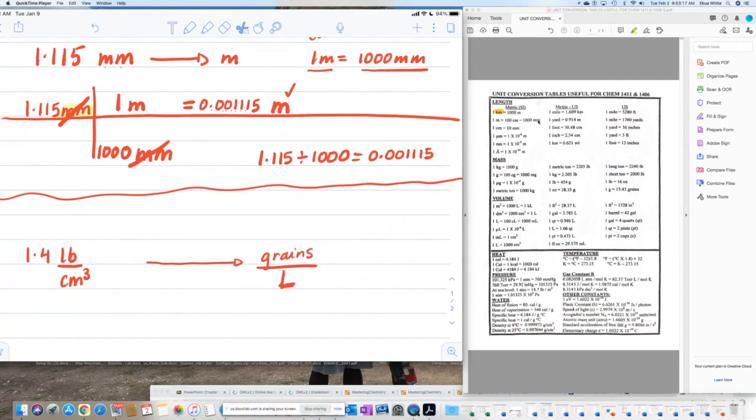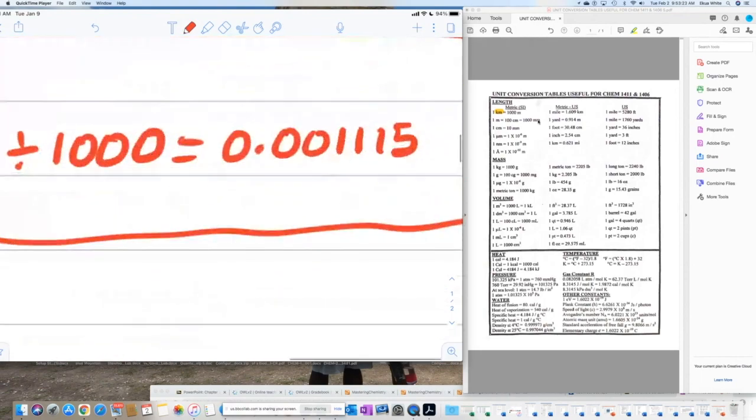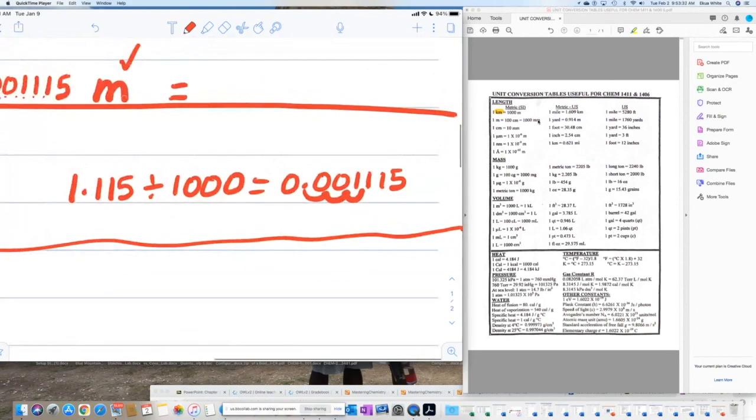You can write it like this, or you can write it as if you're going to do scientific notation. Then remember you want to move the decimal: 1, 2, 3. If you write it like that, then you're going to write 1.115 times 10 to the power negative 3, because you move the decimal to the right. And then meters. So either one is right.